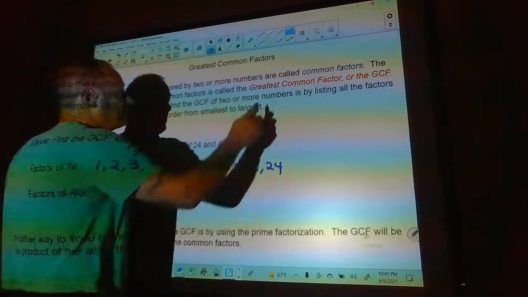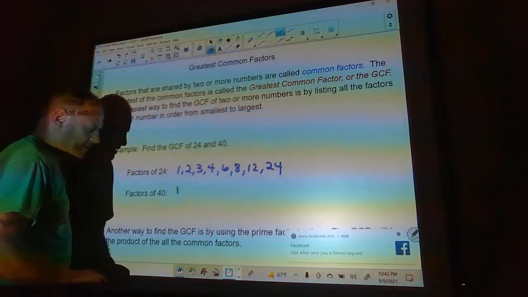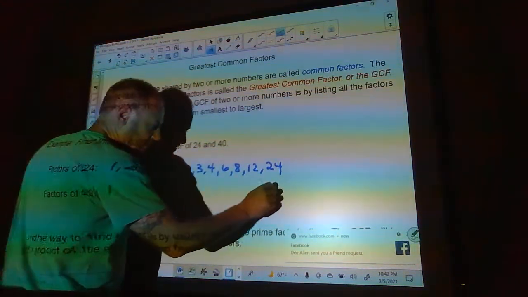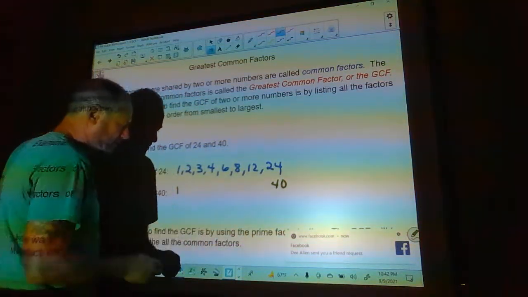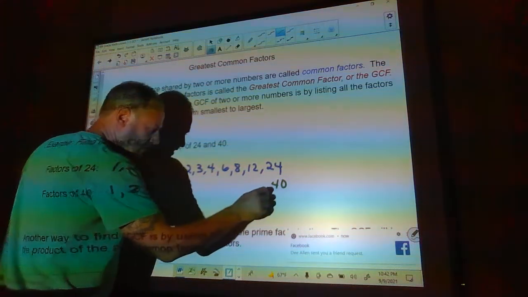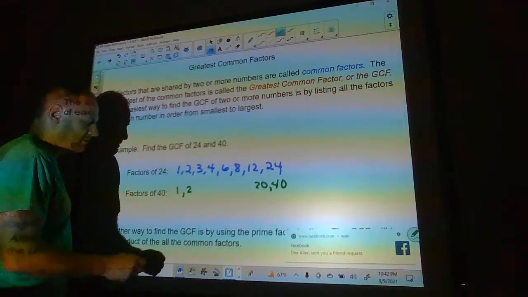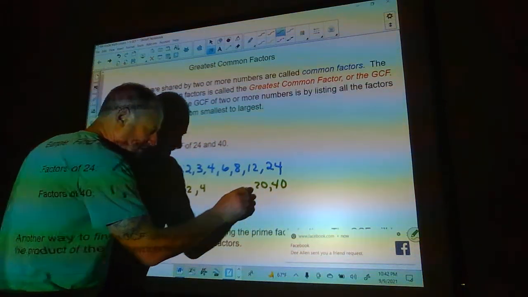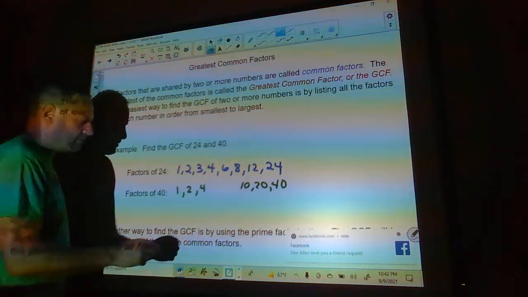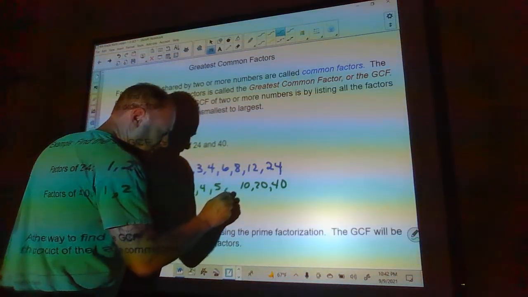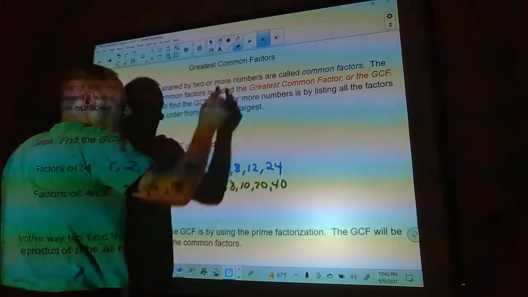Now we're going to list the factors of 40. So that would be 1 and 40, right? Some people like to work out and in. So 1 times 40 is 40. 2 and 20. 3 won't go into 40, but 4 will. 4 will go in there 10 times. 5 will go into 40 8 times. And that's all.